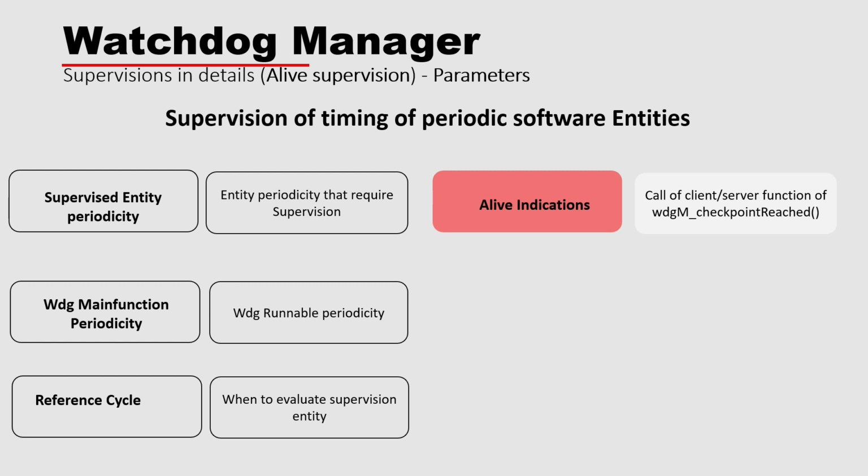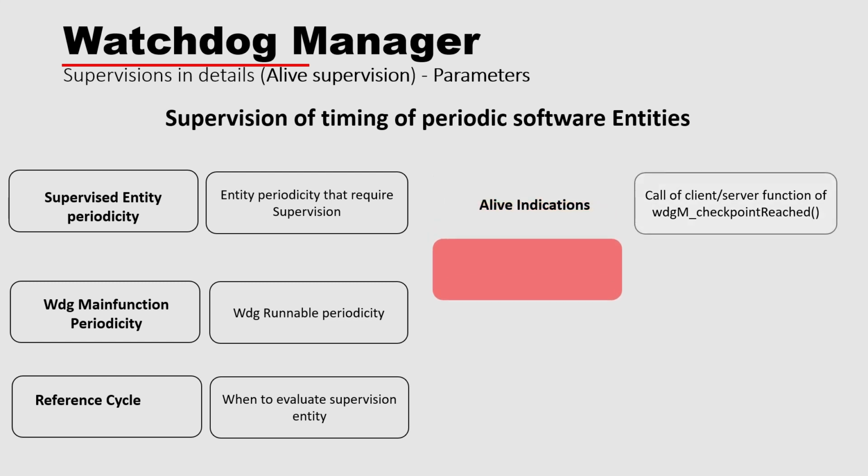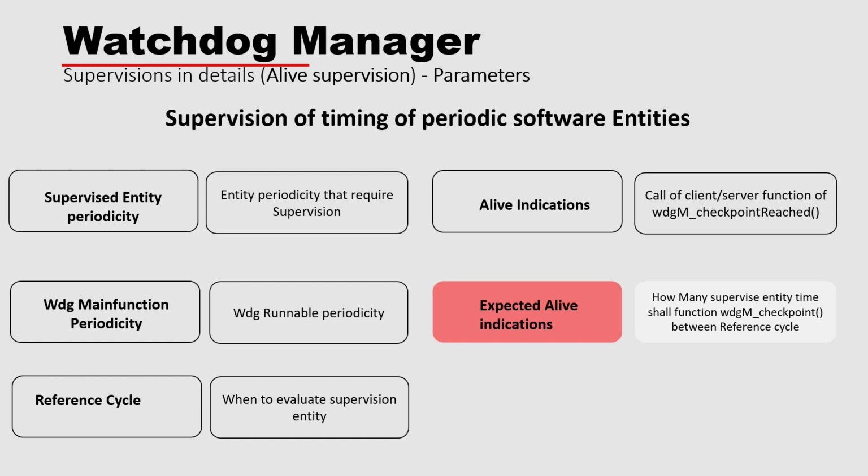Then we have the expected alive indications. This is the next parameter that we will talk about, which is the expected alive indication in the period of the reference cycle. We can say in the 100 milliseconds that we will do our evaluation to evaluate whether the entity executed correctly or not by comparing the alive indications with the expected alive indications. We expect that the runnable increases the counter, which is the alive indication, to a certain number.